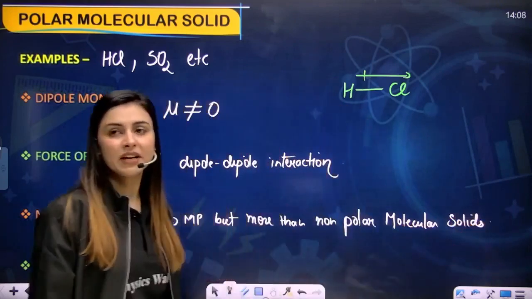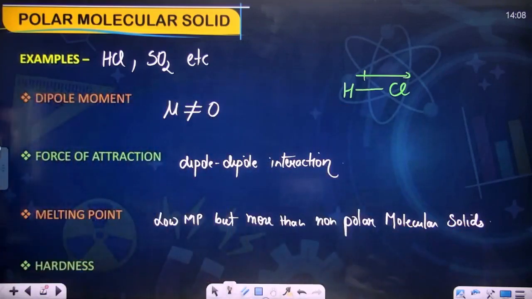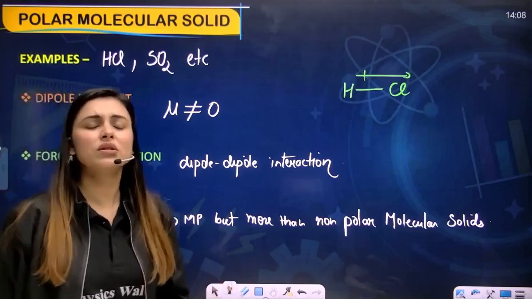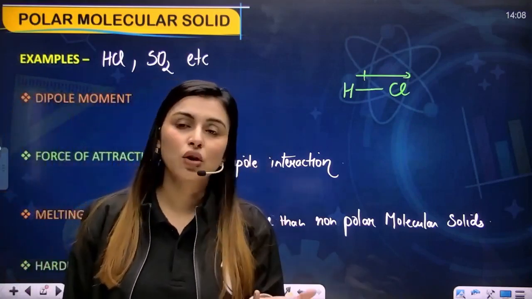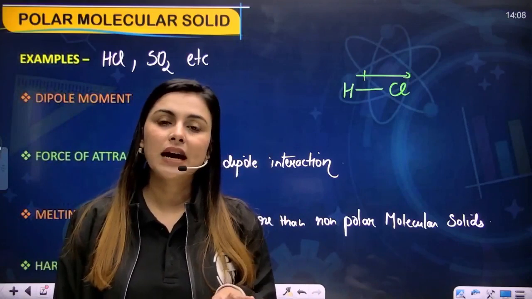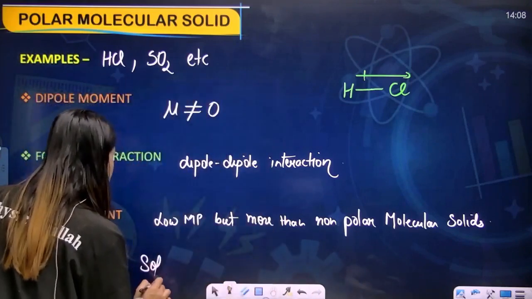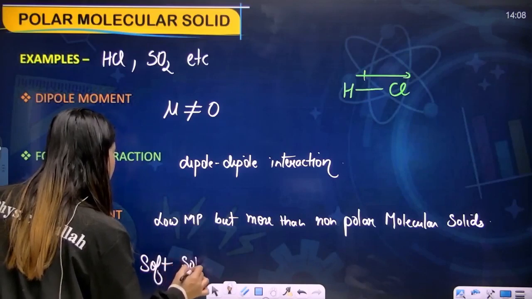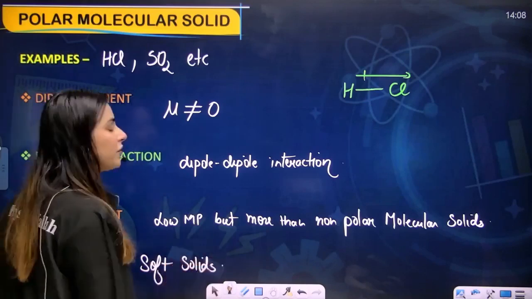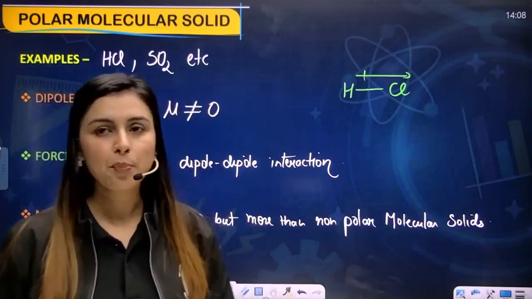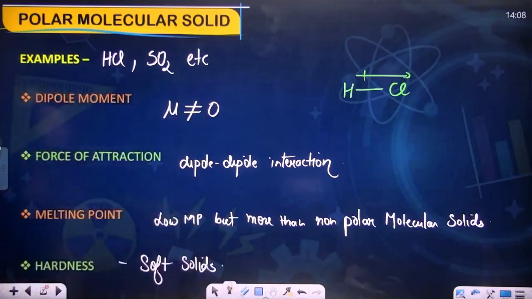Okay, perfect. I hope you're clear with this. Now let's talk about the hardness. Still, my dear students, since the interactions are not very strong, these are also considered as soft solids. So we'll say these are soft solids. Please write it down and then we'll move forward.